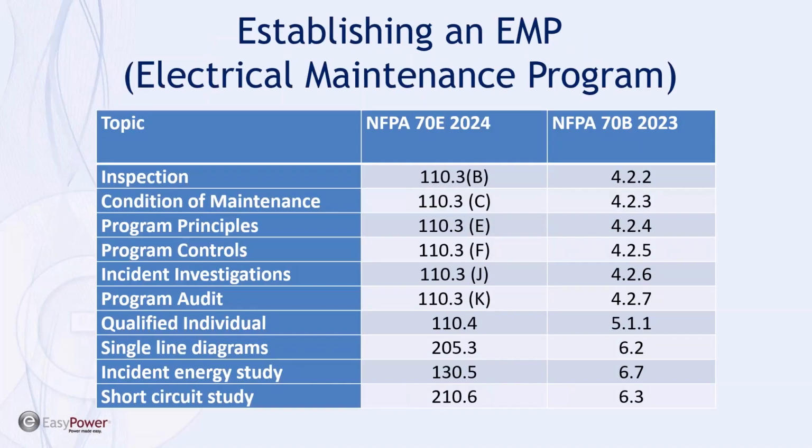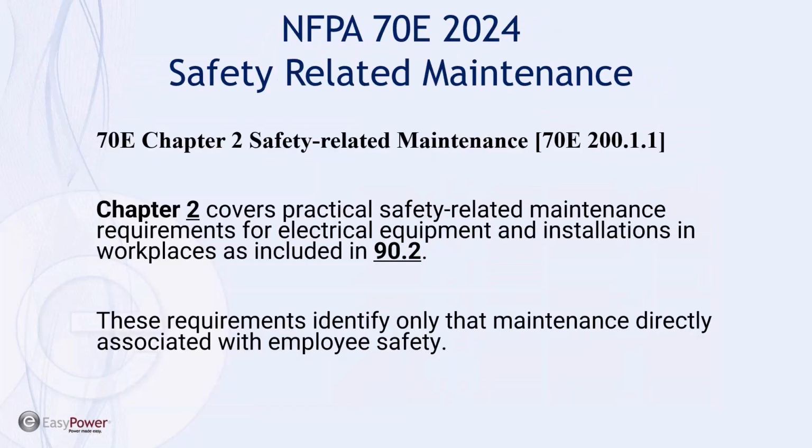So here's a summary of the electrical maintenance program and the various topics that we've covered today, with a summary of where you can see a particular reference in 70E 2024, as well as now in 70B, the 2023 edition, where we see these various overlaps and cross references of all of these elements being part of safety-related maintenance as we pull them together.